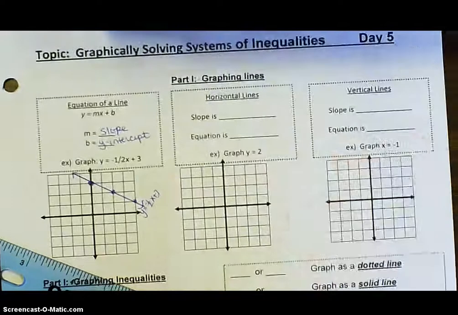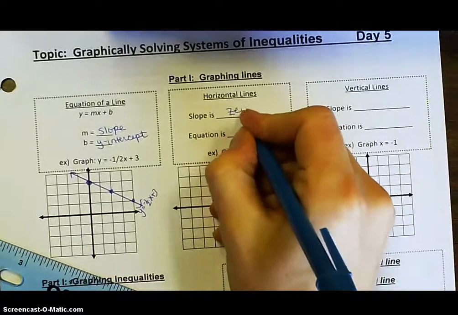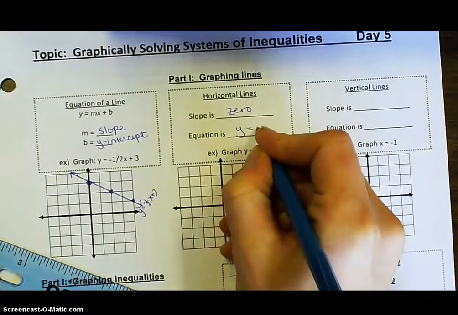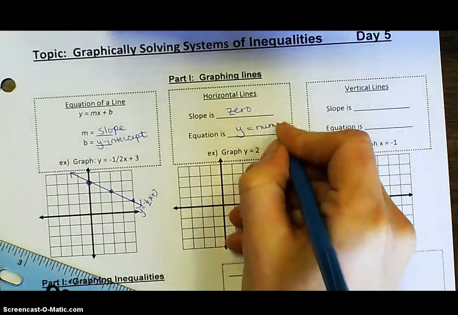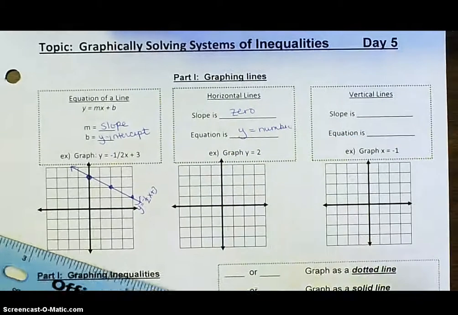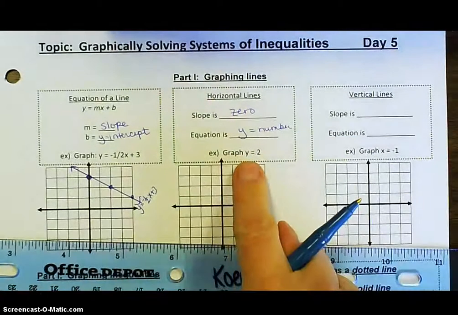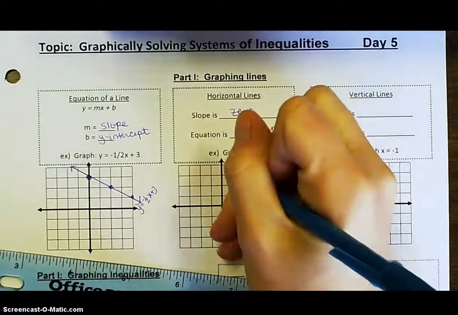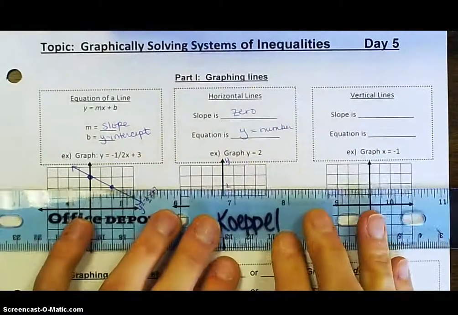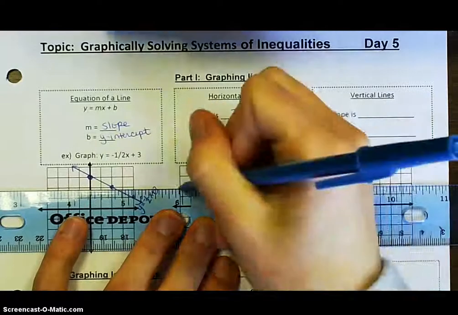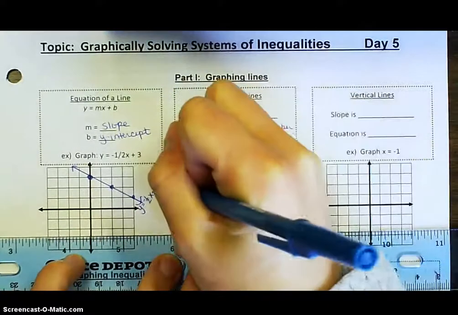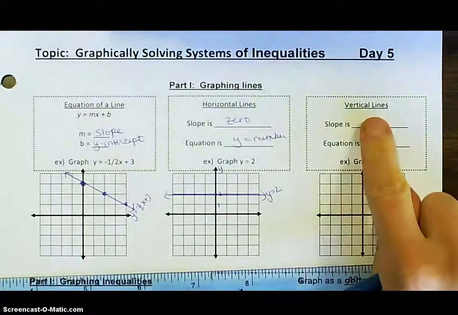When you have that, your slope is equal to 0. And your equation is always going to be y equals a number. So there's no x involved because there's no slope. The slope is 0. So for instance, here we have graph y equals 2. So I'm going to go on my y-axis and I'm going to go up to 2. And this is going to be a horizontal line. So I'm going to go straight across my graph. So y equals 2.